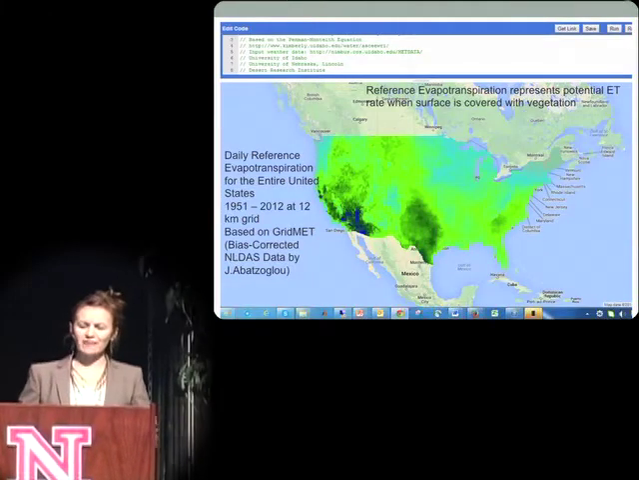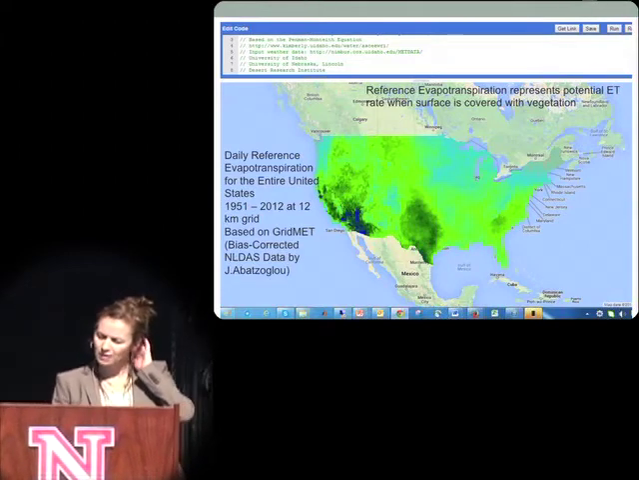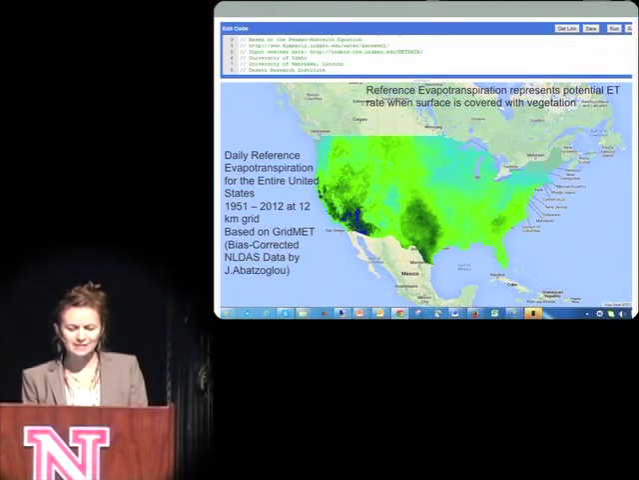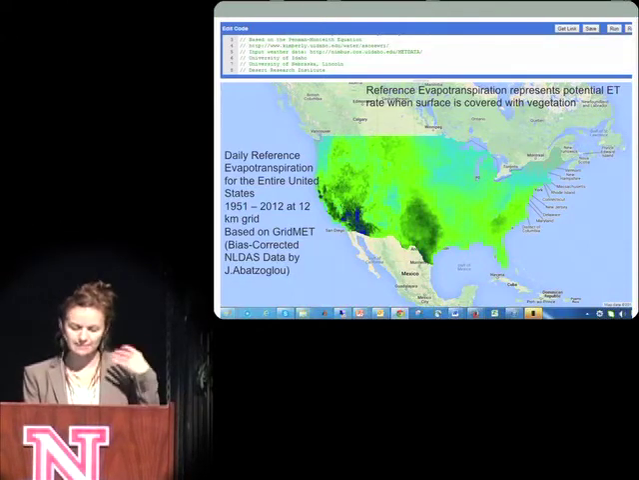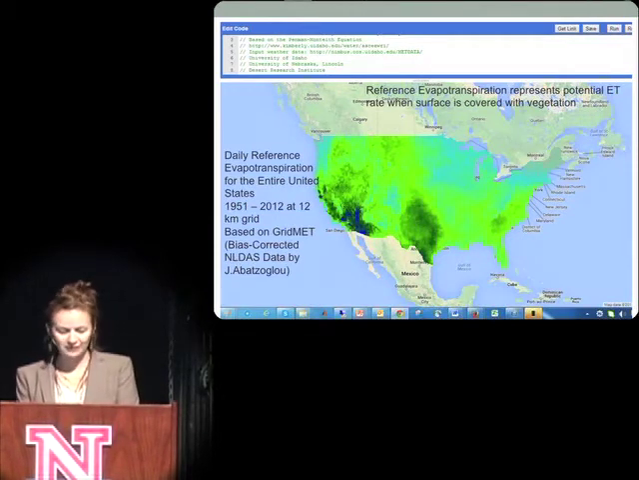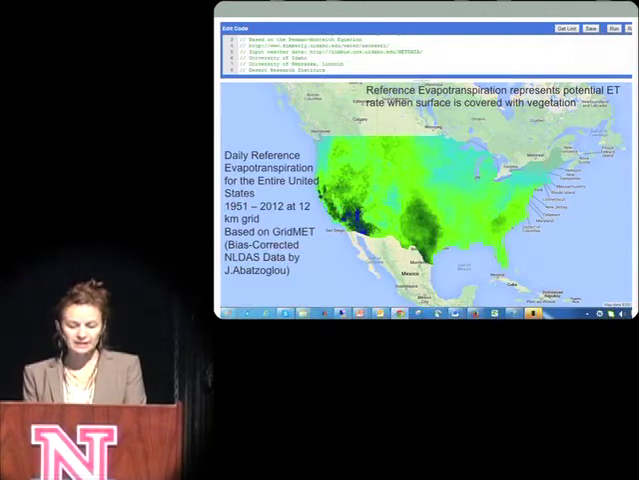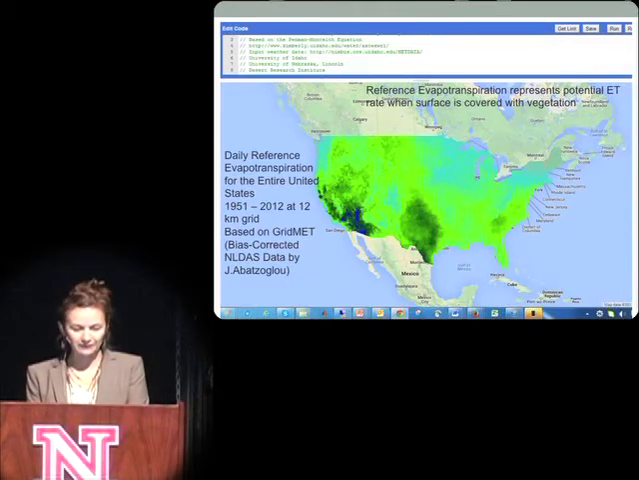So we needed a reference ET map, kind of to fill in between the Landsat overpasses, and this is up and running at the Google Earth Engine. We have the daily reference ET map running, going back to 1951, producing reference ET at the 12-kilometer spatial resolution. Again, it's using the FAO 56 Penman-Monteith technique.